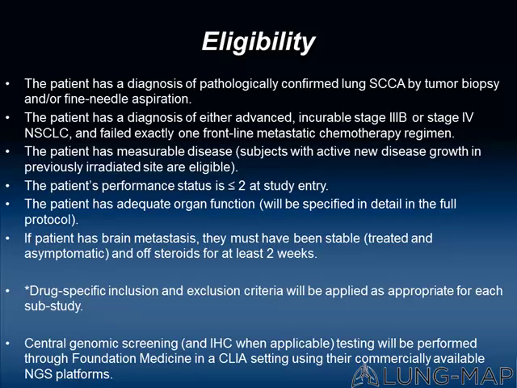The eligibility is very straightforward. We're looking for patients with squamous cell lung cancer that has been exposed to frontline platinum-containing regimen and are now progressing. They have to have what we consider a good performance status, less than 2. They have to have adequate organ function, and the patients that had brain metastasis have to have stability after treatment.